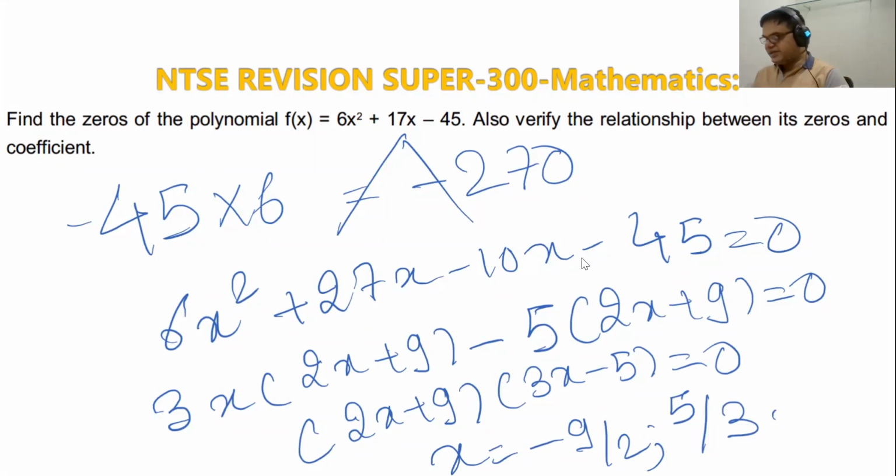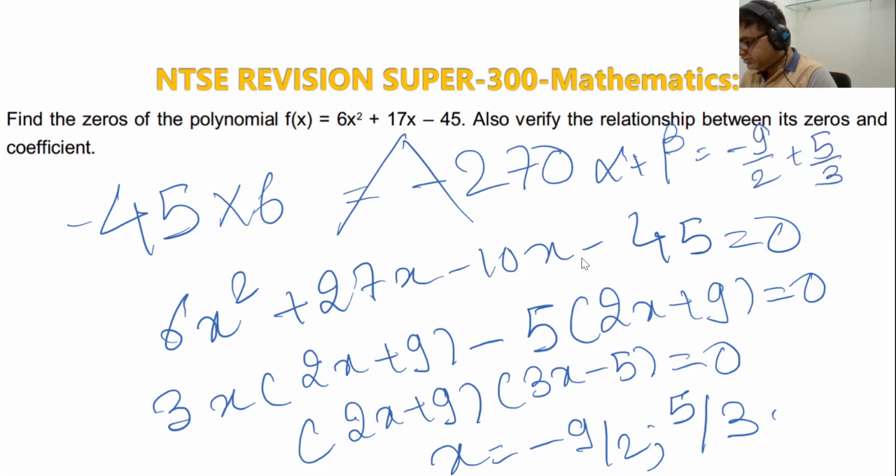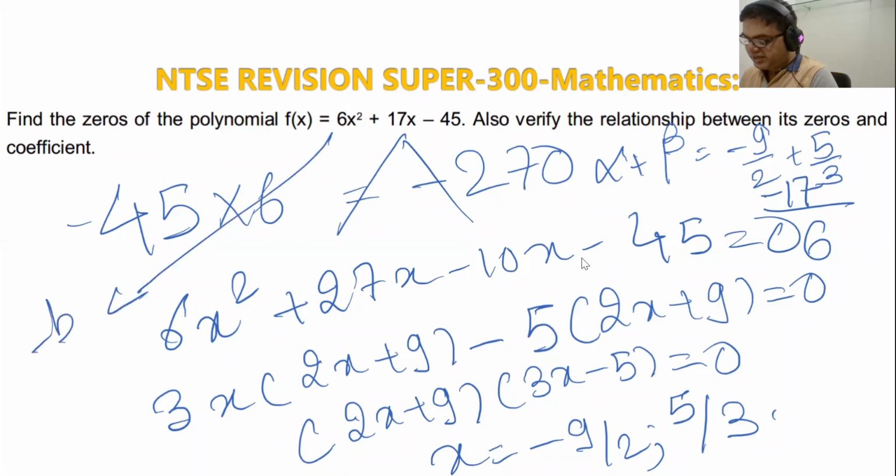So अब I have to verify the relation. तो सबसे पहले मैं अल्फा प्लस बीटा करूंगा. So alpha plus beta will be equal to -9/2 plus 5/3. Calculate कर दो भाई, LCM 6 ले लो. That will be -27 plus 10, which is equal to -17/6. यहाँ से -b/a is also equal to -17/6. So my one relation is verified.